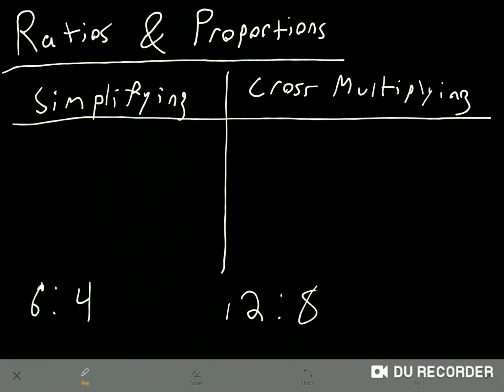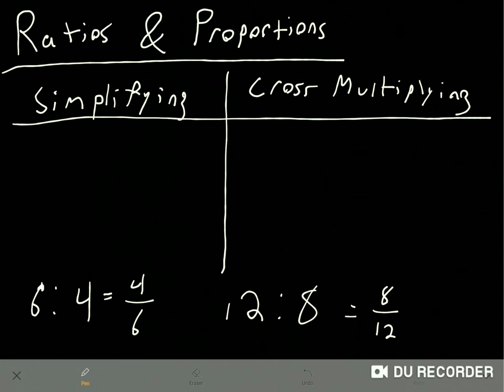But in order to do both of these, we're going to have to write both of these ratios as fractions. So let's go ahead and do that first. For the sake of simplicity, we're going to write the lower numbers on the top. So we'll write the first one as 4 over 6 and the second one as 8 over 12. And now we can begin to simplify.